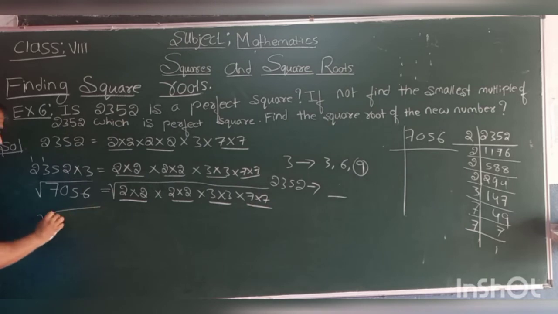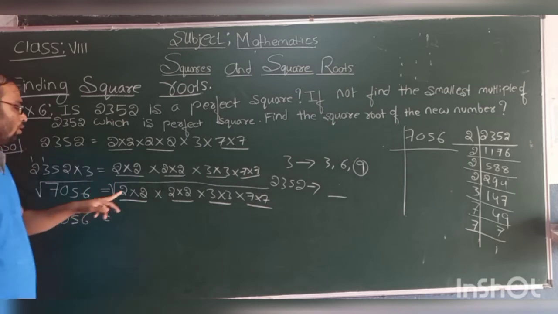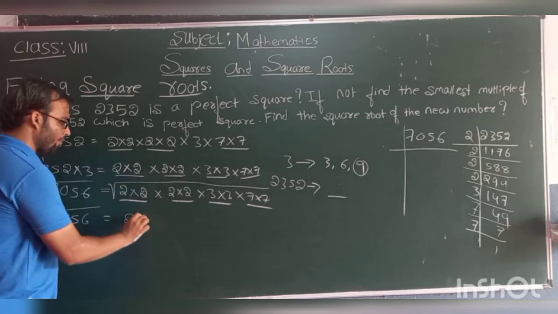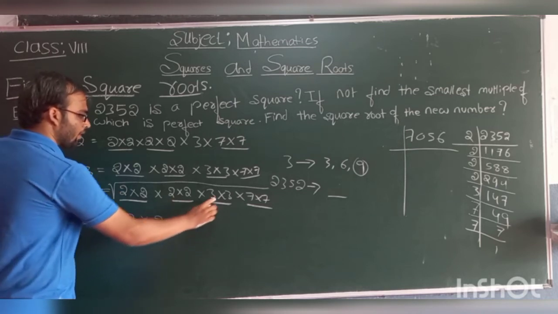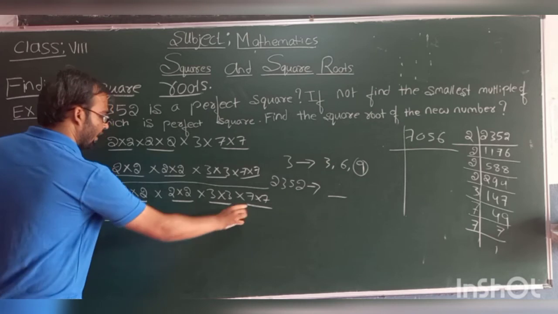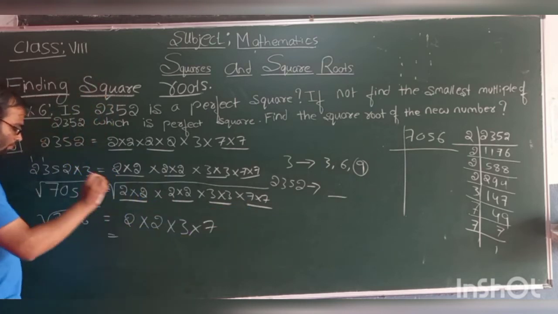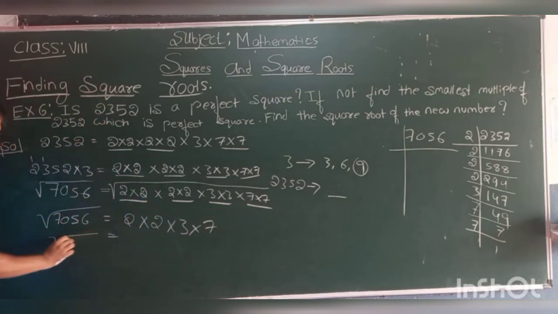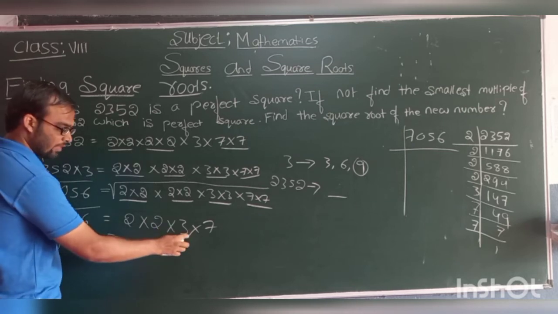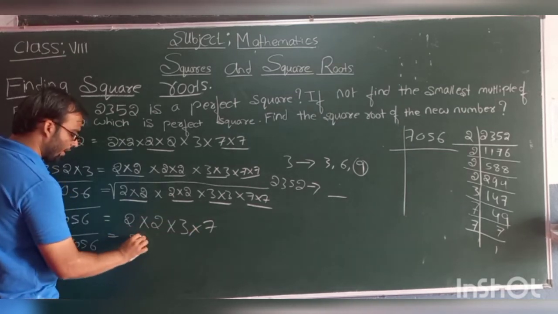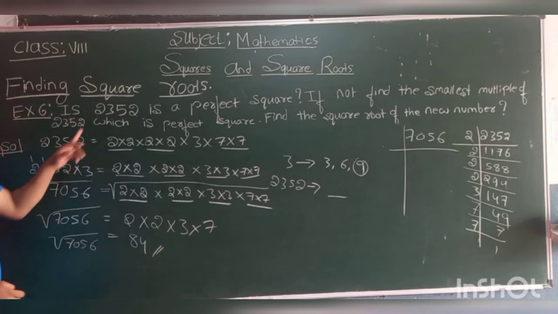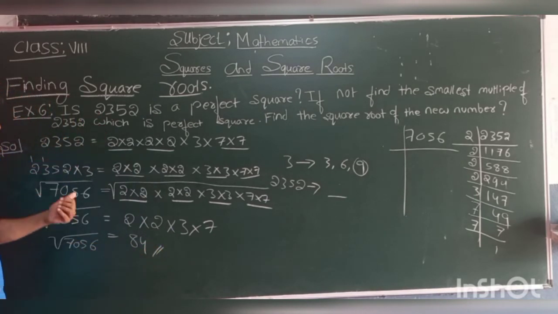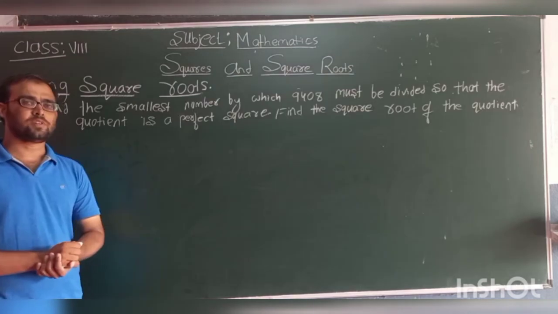Now the square root of 7056 is equal to 2 times, write 1 time, write 1 time, write 1 time, and write 1 time. So here, 7056: 2 2s are 4, 4 3s are 12, 12 7s are 84. The square root of 7056 is 84. Students, now we'll solve the 7th question.